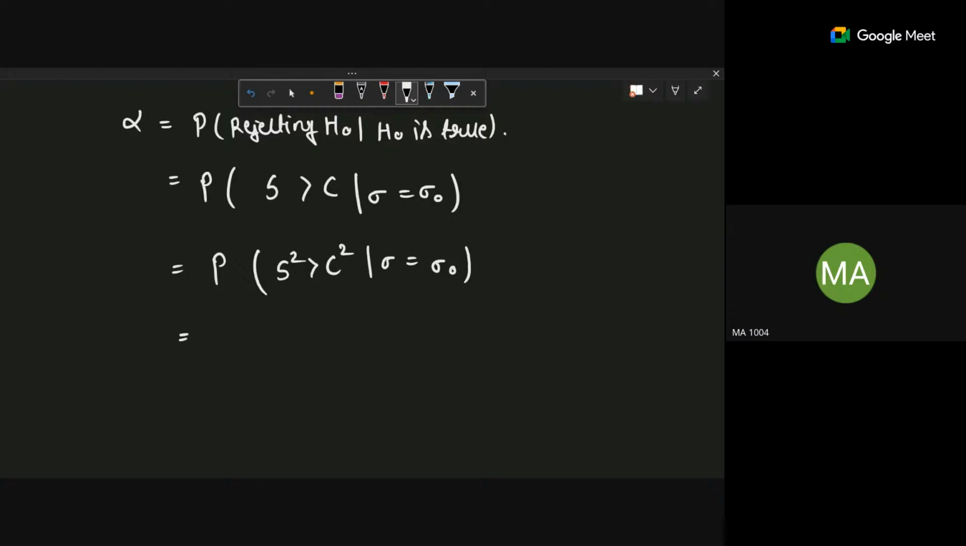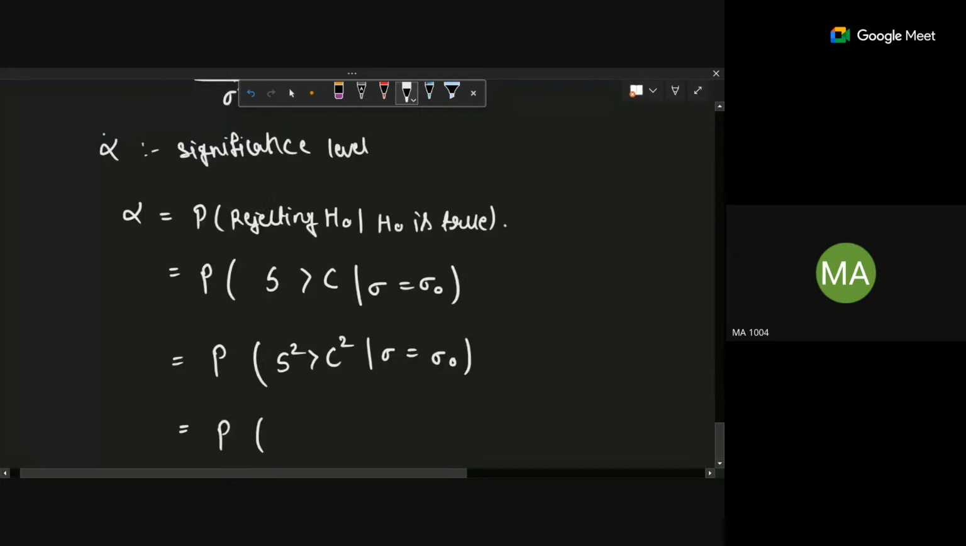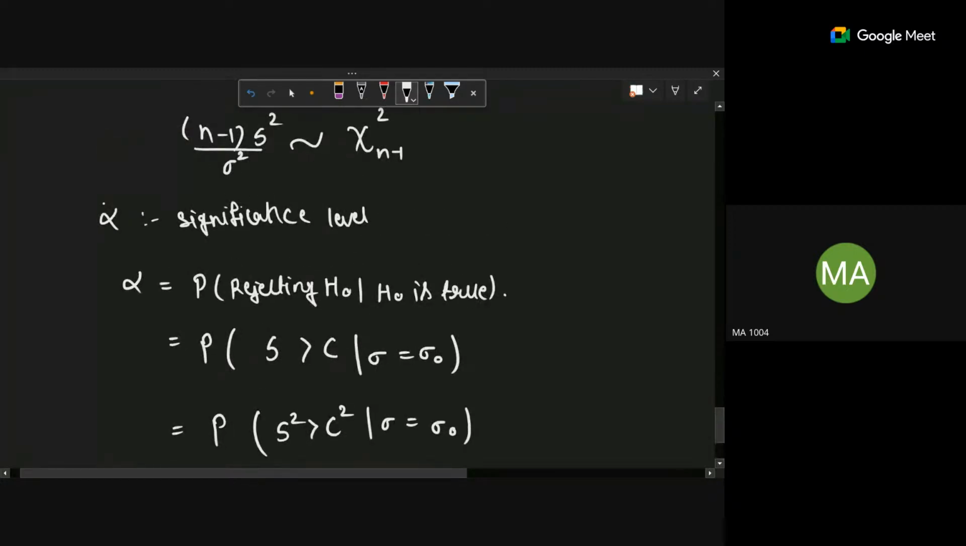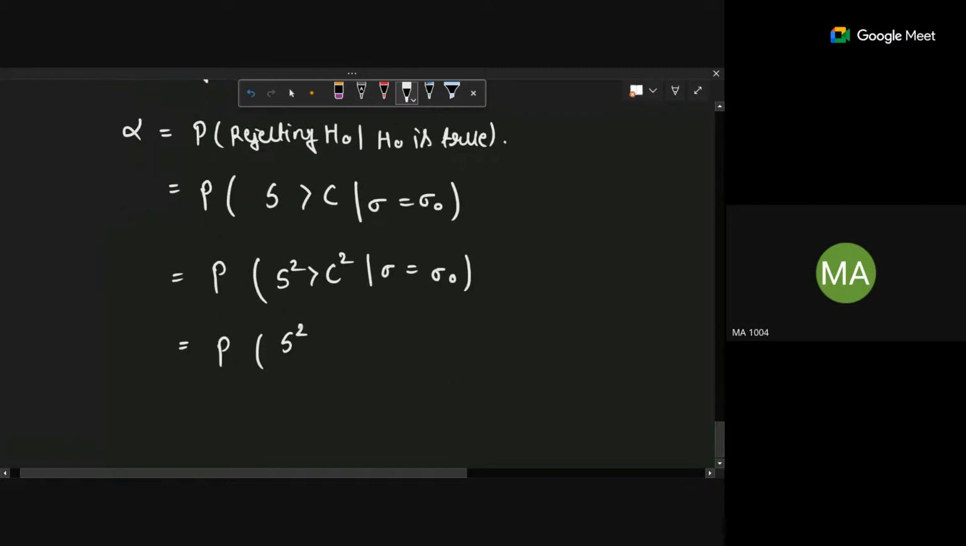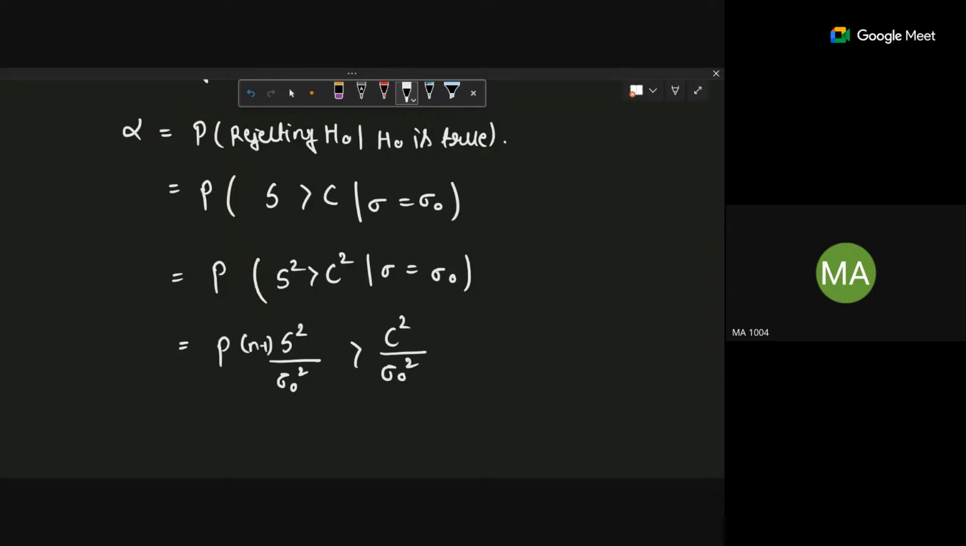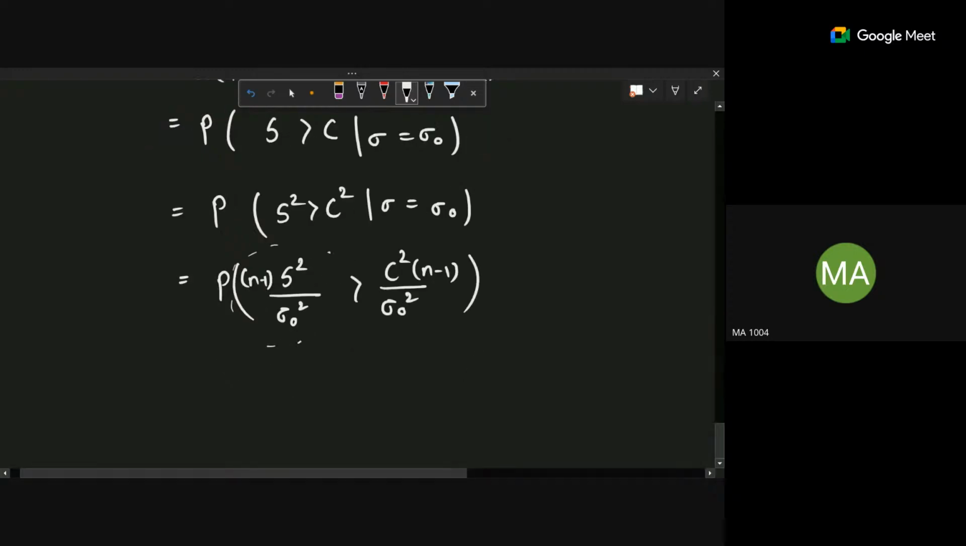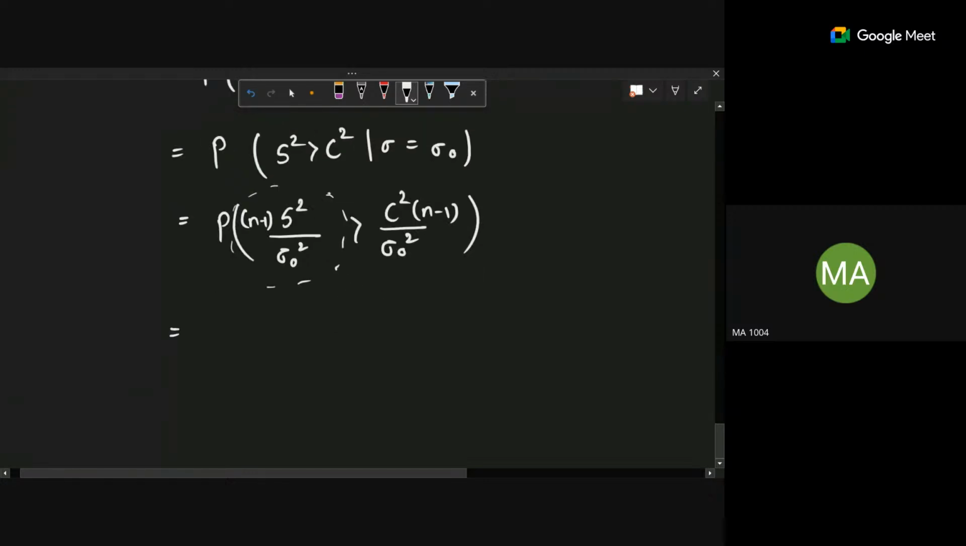Once I do that, because I just squared both sides, that's it. Now, similar to what we used to do when the mean equals mean naught, we introduce this inside. As we know that S square by sigma square will follow a chi distribution, I will divide both sides by sigma naught square and multiply both sides by n minus 1. Now I know that this particular part is going to follow a chi-square distribution. The same thing, just a simple variation: greater than C square times n minus 1 upon sigma naught square.